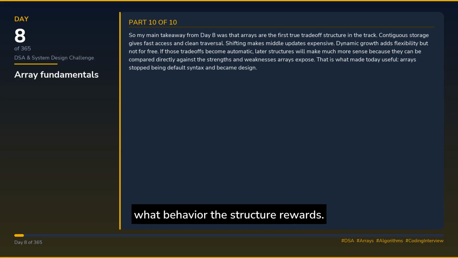So my main takeaway from Day 8 was that arrays are the first true trade-off structure in the track. Contiguous storage gives fast access and clean traversal. Shifting makes middle updates expensive. Dynamic growth adds flexibility, but not for free. If those trade-offs become automatic, later structures will make much more sense because they can be compared directly against the strengths and weaknesses arrays expose. That is what made today useful. Arrays stopped being default syntax and became design.